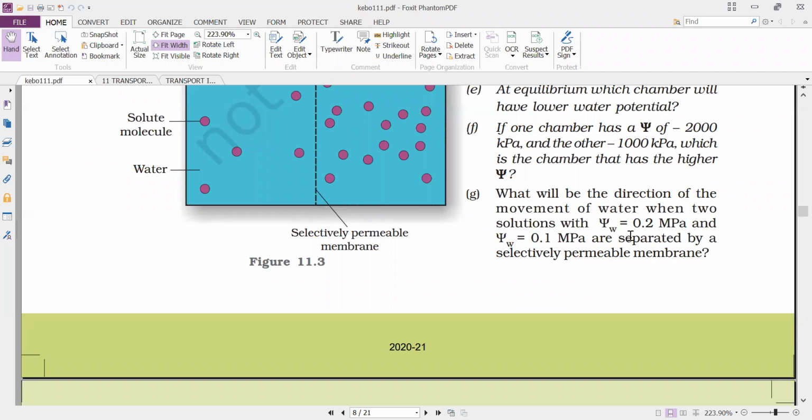Here the pressure is given. Now they are exerting some pressure. So where there is more pressure, there more pressure potential will be there. So water will move from higher pressure potential to the region of lower pressure potential.